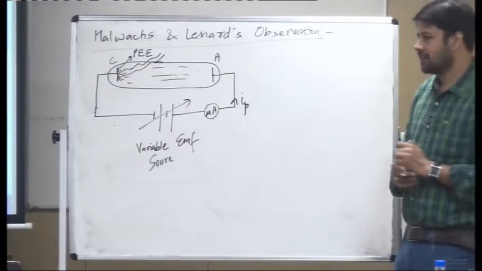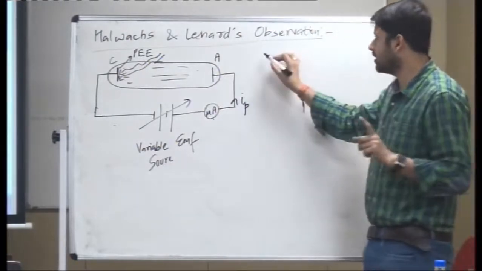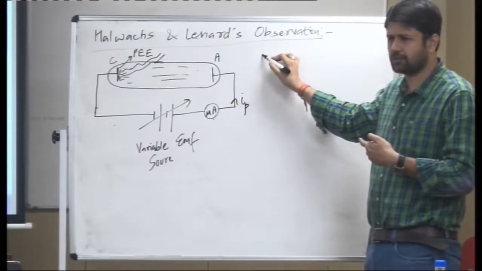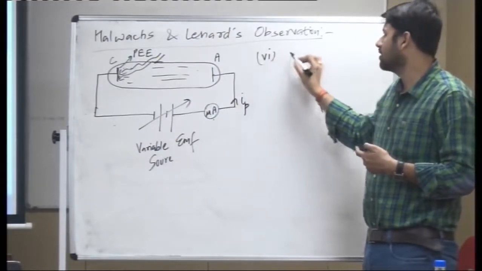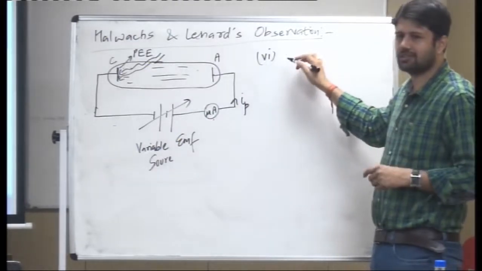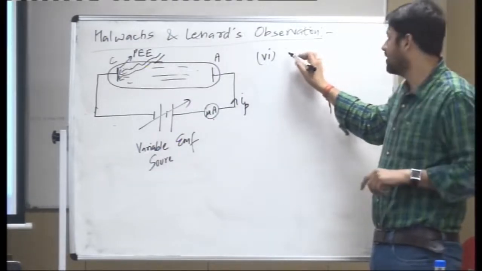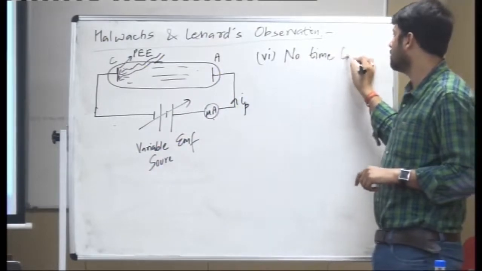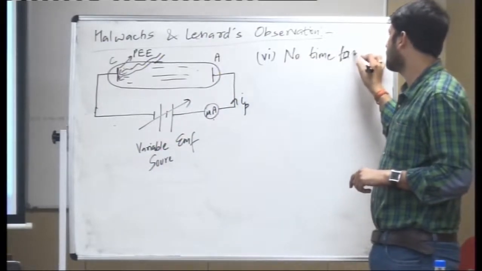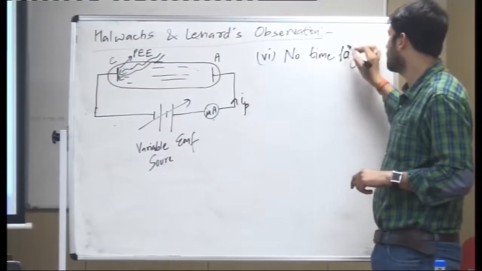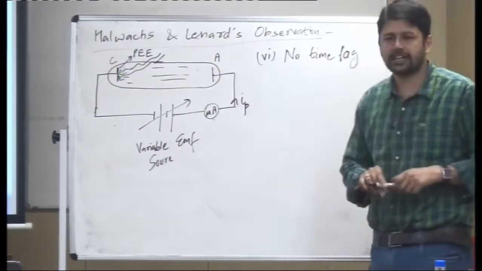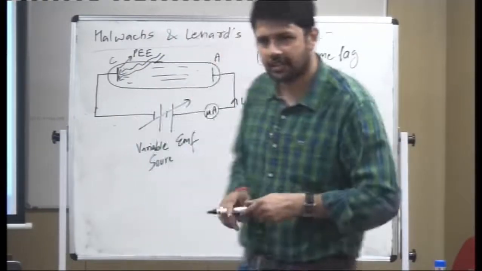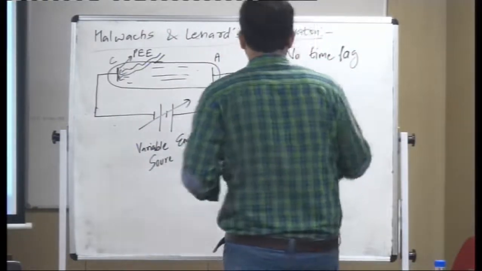Okay, right? So now the last observation. Till now we noted how many? 5 observations. The 6th is actually a very easy, not very significant observation, which is there is no time lag. The moment light is incident, what happens? Electrons come out, right? They are ejected. So there is no time lag.